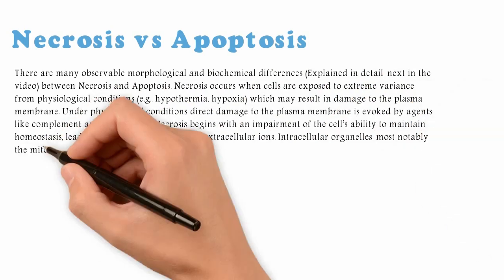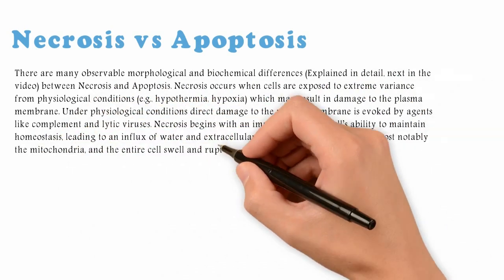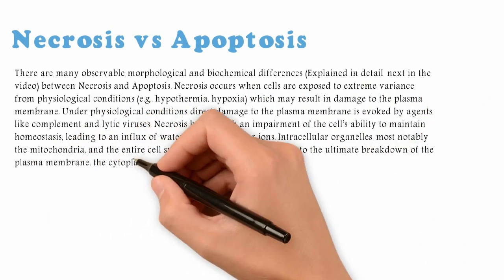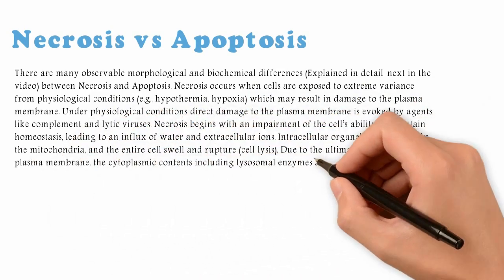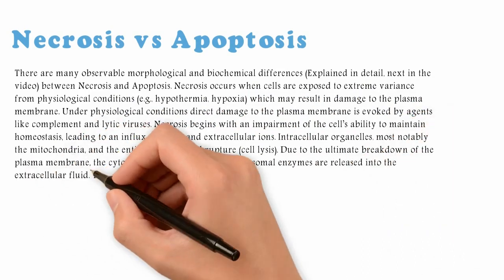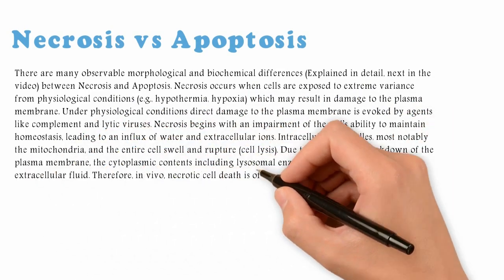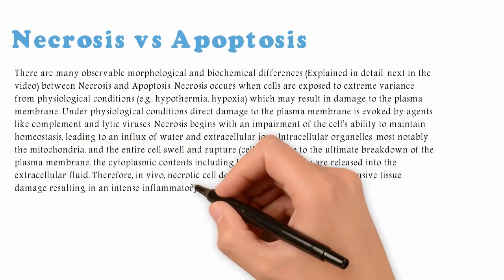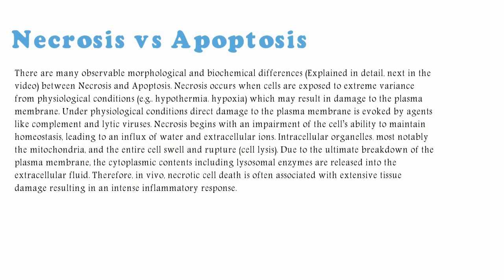Necrosis begins with an impairment of the cell's ability to maintain homeostasis, leading to an influx of water and extracellular ions. Intracellular organelles, most notably the mitochondria, and the entire cell swell and rupture. Due to the ultimate breakdown of the plasma membrane, the cytoplasmic contents, including lysosomal enzymes, are released into the extracellular fluid. Therefore, in vivo, necrotic cell death is often associated with extensive tissue damage resulting in an intense inflammatory response.